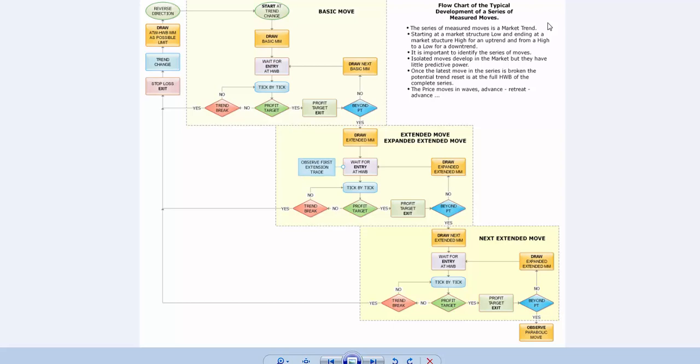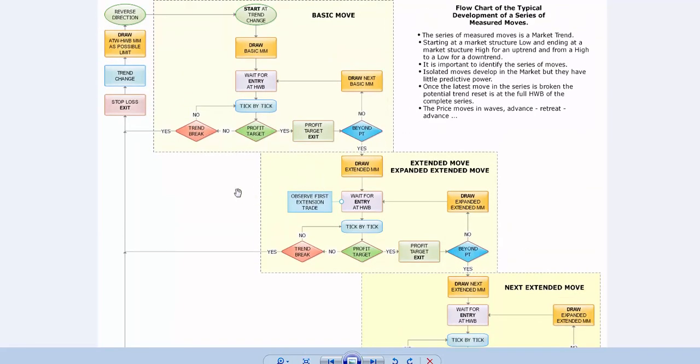The price moves in waves. It advances, it retreats. It advances, it retreats. So let's start here. We can start from anywhere on this flow chart. But we're going to start at where we would anticipate there would be a new trend. And most new trends start at the end of an old one, like a short breaks and then a new pullback develops. So we started a trend change in this particular example.